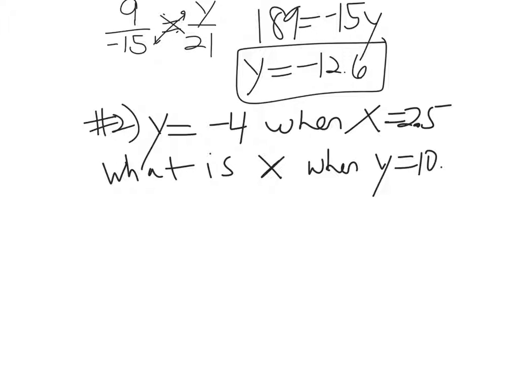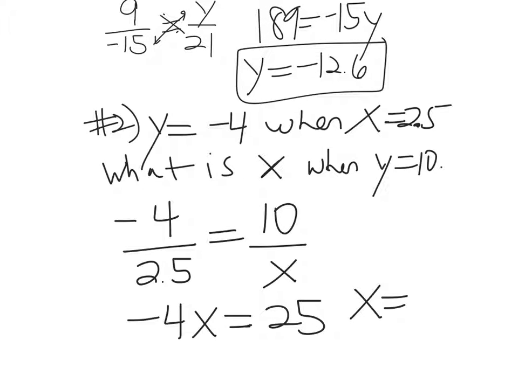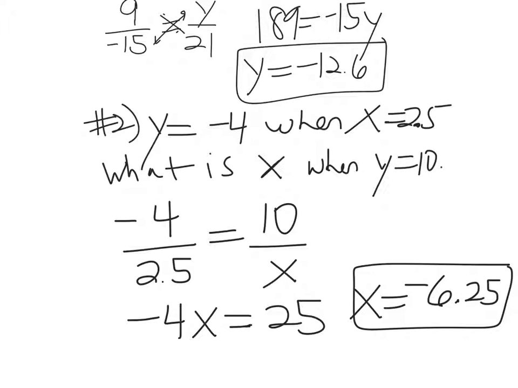I usually do y over x just because I think about slope as y minus y over x minus x. So I'll go negative 4 over 2.5 equals, now this time I start with y over x. I need to put the y, which is 10, and the x on the bottom, okay? Don't switch those around. Now go ahead and cross multiply. I get negative 4 times x equals 2.5 times 10. Then divide by negative 4. X is negative 6.25. Who got that? A couple people. Good.